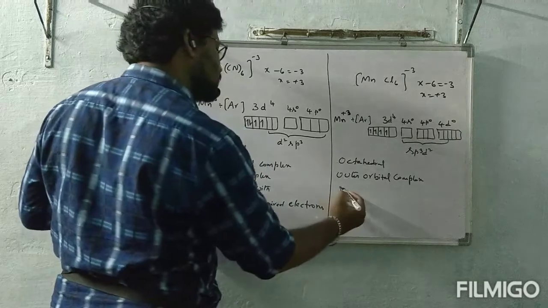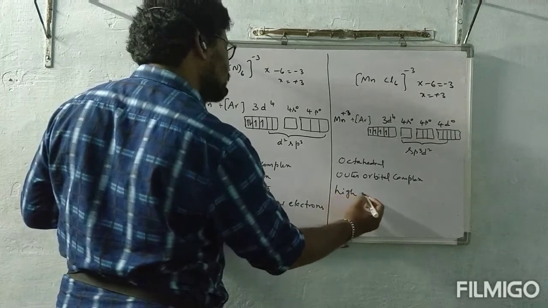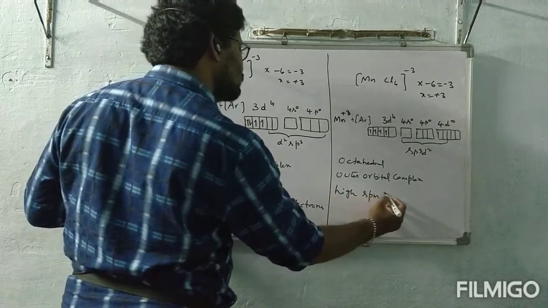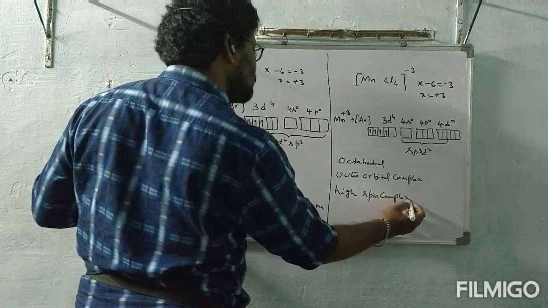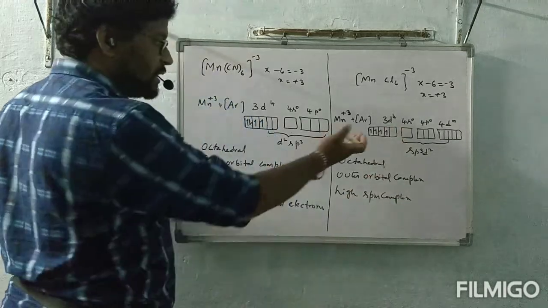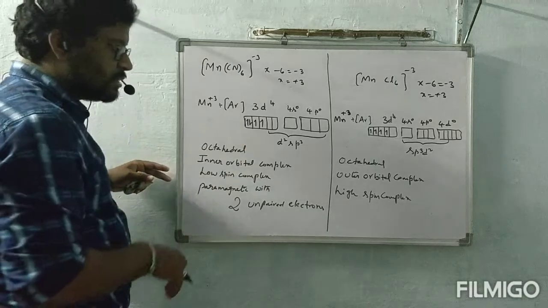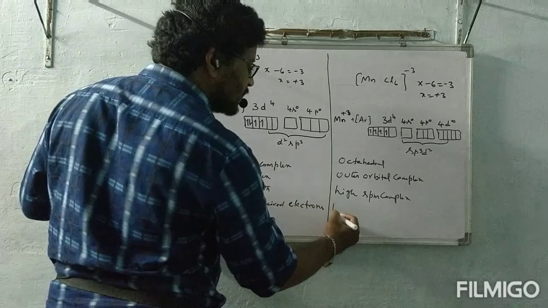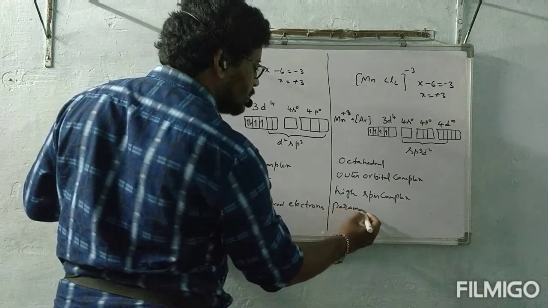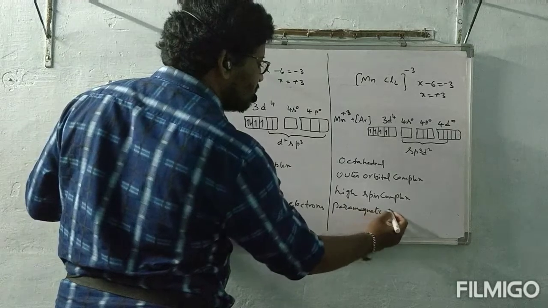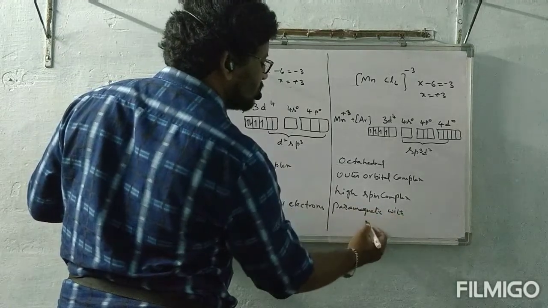Outer orbital complex. This is high spin. Why are 4 unpaired electrons there? That pairing is not decreased. Unpaired electrons remain like that only. But here, pairing is taking place. That's why it is a low spin complex. Next, paramagnetic only, with 4 unpaired electrons.